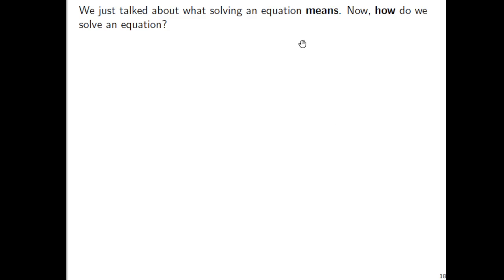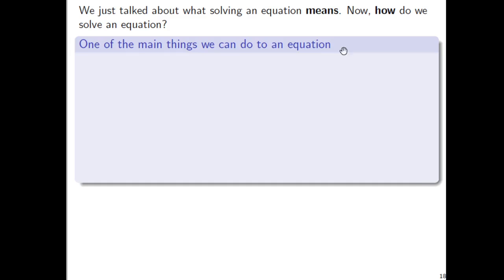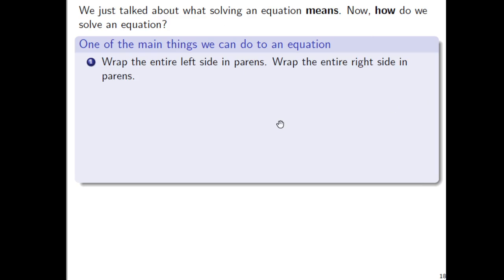So we just talked about what solving an equation means. Now let's take a moment to talk about how to solve an equation. This might be a little familiar, and one of the main things you can do in an equation is wrap the entire left side in parentheses, and wrap the entire right side in parentheses. This step is usually skipped over, but again, it's important to talk about where the parentheses technically are, even if we don't write them in all the time.